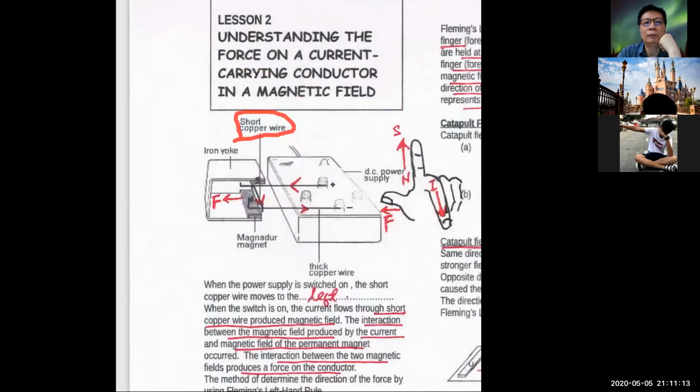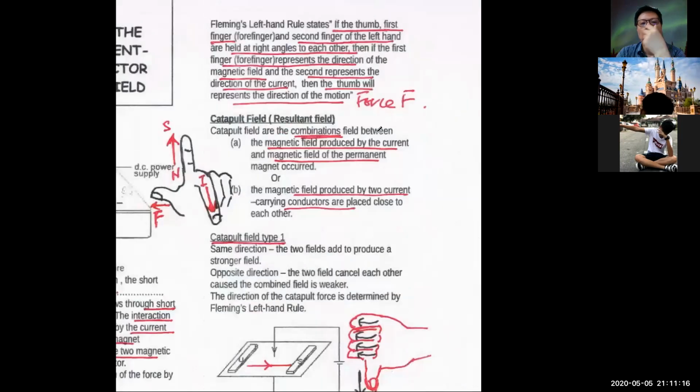Okay, come. Now we follow here. What is Fleming's left hand rule? Okay, please highlight. The thumb, first finger, and second finger of the left hand are held at right angles. If the first finger represents the direction of the magnetic field, and the second finger represents the current, then the thumb will be representing the direction of motion, which is the force. Okay, the force.